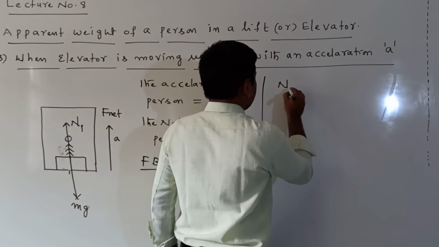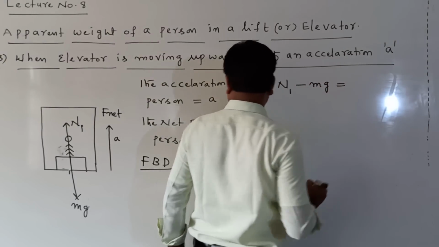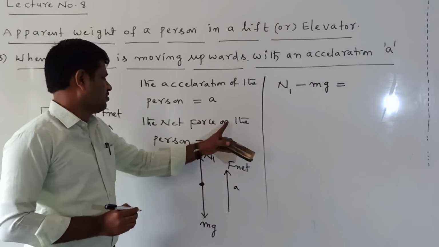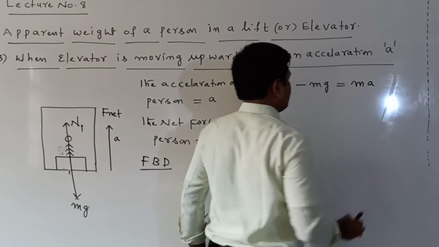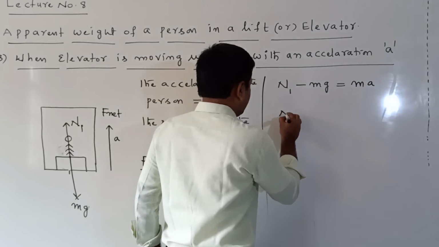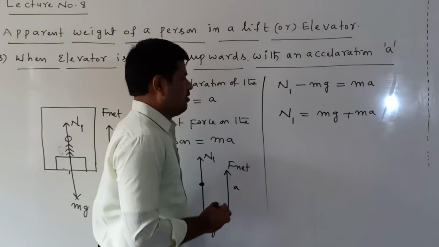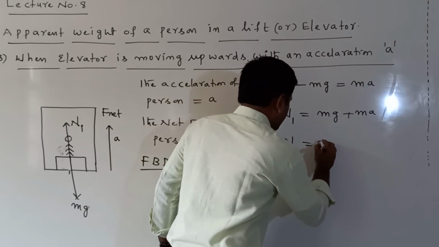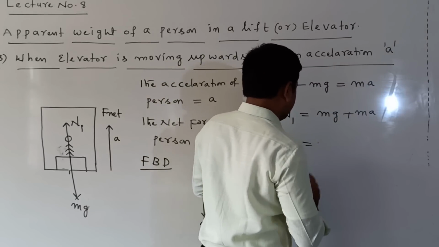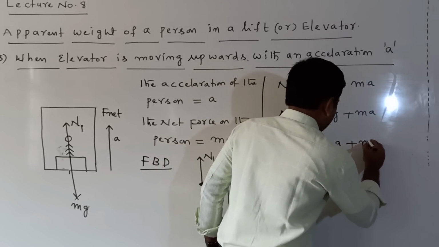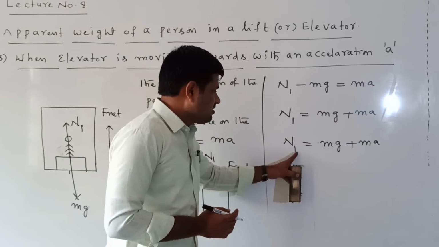Now I am writing here: n1 minus mg is equal to the net force. The net force on the person is equal to ma, mass into acceleration. From this, n1 equals mg plus ma. So n1 is equal to mg plus ma. From this equation we can identify that n1 is more than mg.